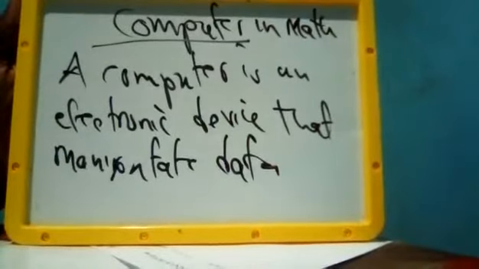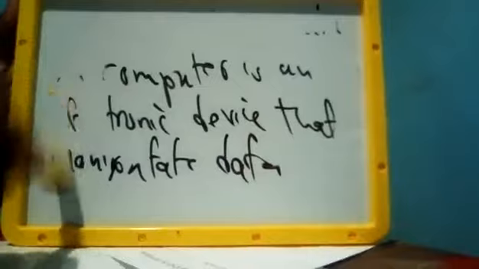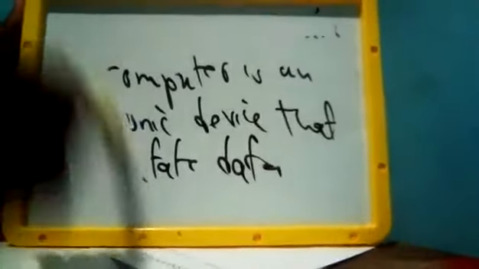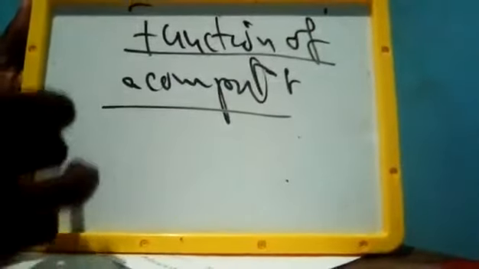But what are the functions of a computer? So we'll look at the functions of a computer. We'll erase this and write the functions of a computer. Basically, there are four functions of a computer. Number one is to accept data. So let me just write functions of computer. The main function of a computer, number one, is to accept data.